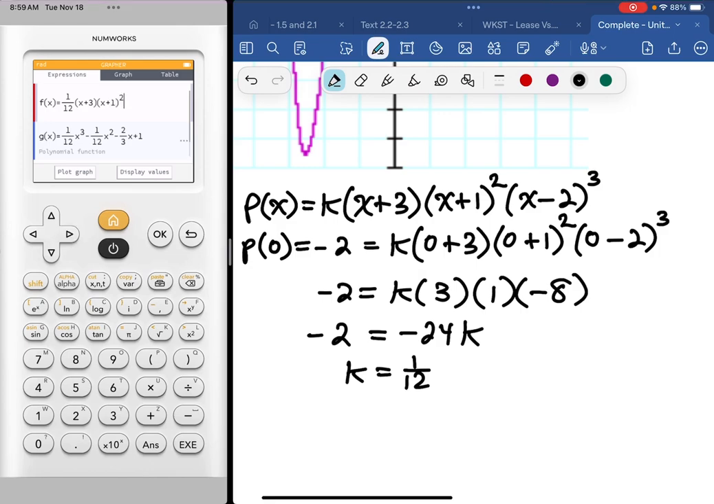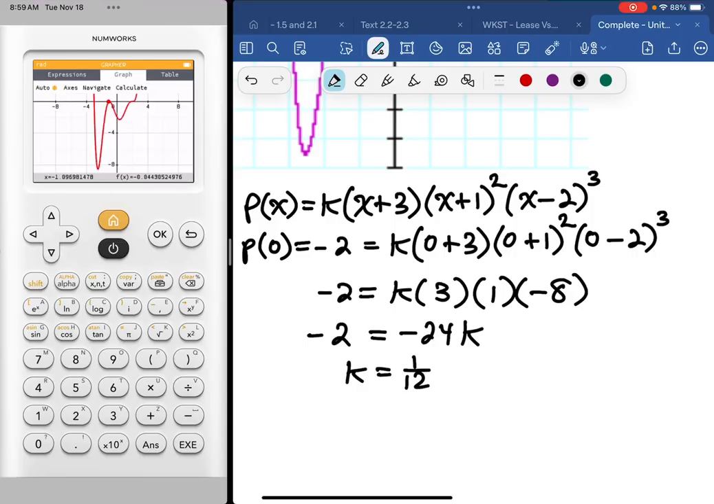X plus 1, x minus 2 to the third. The next one is going to be substantially different, so I'll get rid of that.